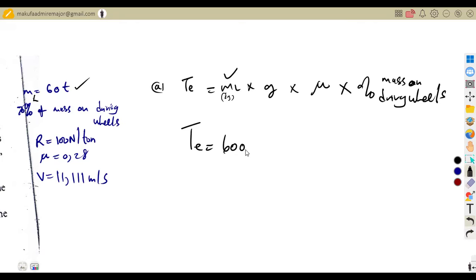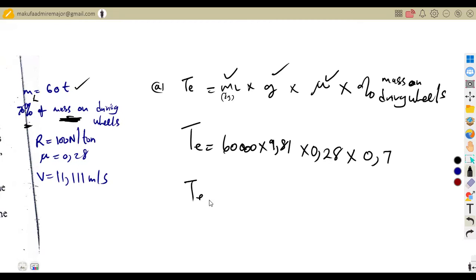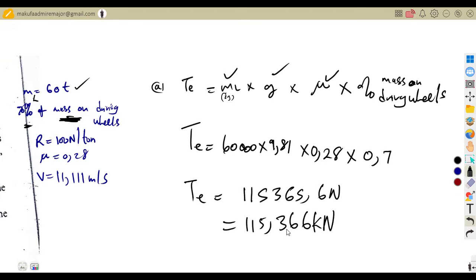So it's going to be 60,000 multiplied by 1,000. Gravitational acceleration, 9.81. The coefficient of friction, 0.28. Times the percentage of the drive, you are given that it's 70% of the mass, so that is 0.7. So our TE is going to be 15365.6 newton. Then to kilonewton, you divide by 1,000. That will be 115.366 kilonewton. That's our TE, just like that.